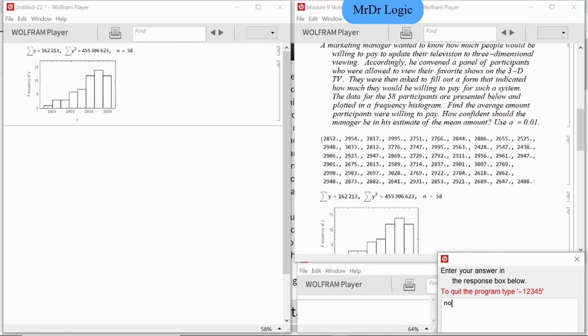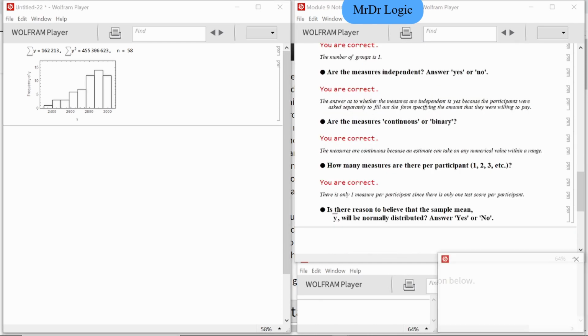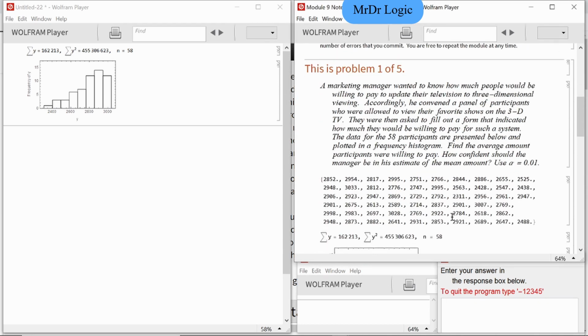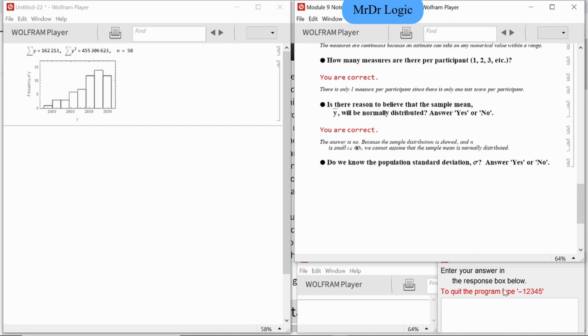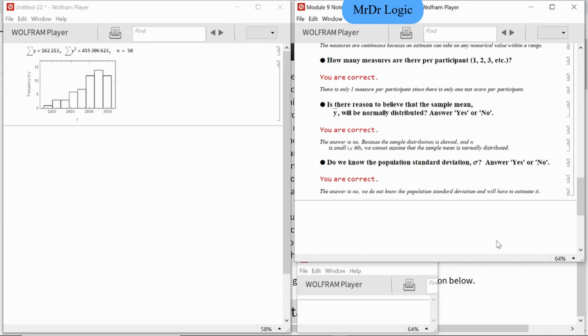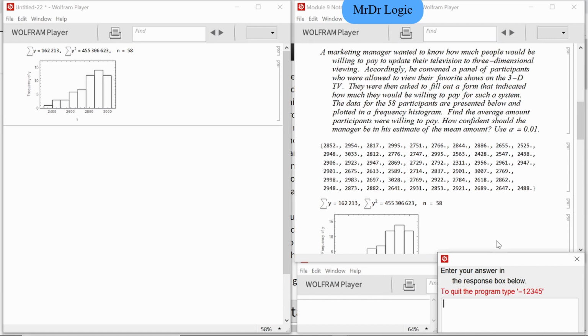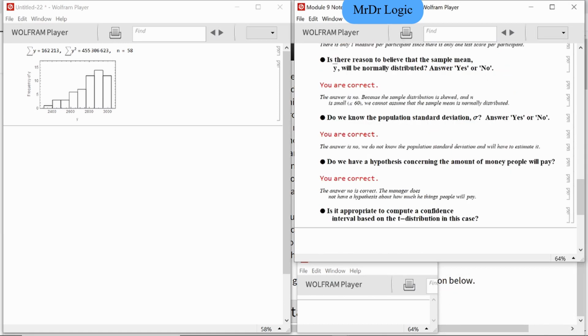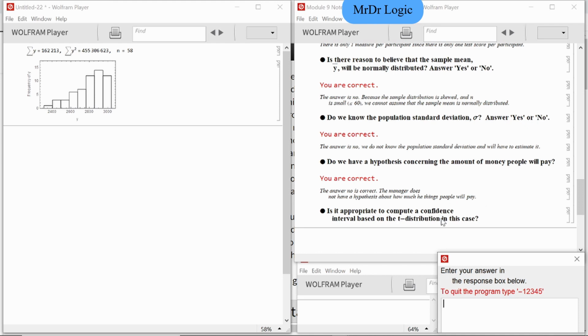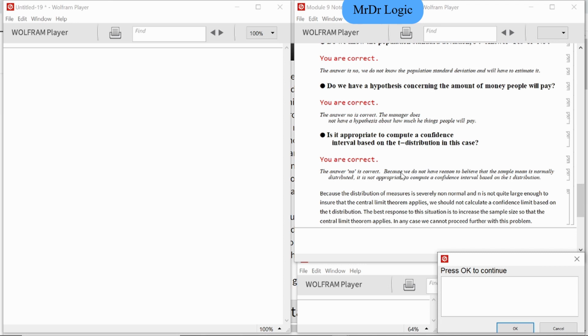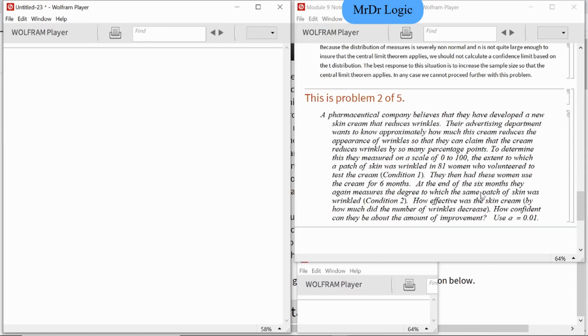Normally distributed? No. It's not above 60. Yeah, see right there, it's too small, it's not above 60. Do we know standard deviation? No, we do not. Is it appropriate? I don't think so. We do not have reason to believe that the sample mean is normally distributed, therefore it's not. So, okay, I got a freebie right off the bat.